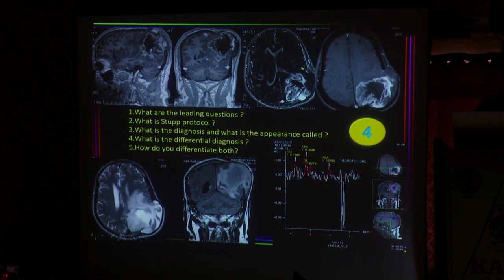So when you see this, what are the leading questions you have to ask? A history of surgery, or you can see the post-operative defect. When you see an irregularly enhancing lesion with some necrotic components, which is seen here. So what is the Stupp protocol? Anybody knows? Yeah, it's after surgery, you give the combination of temozolomide and radiotherapy.